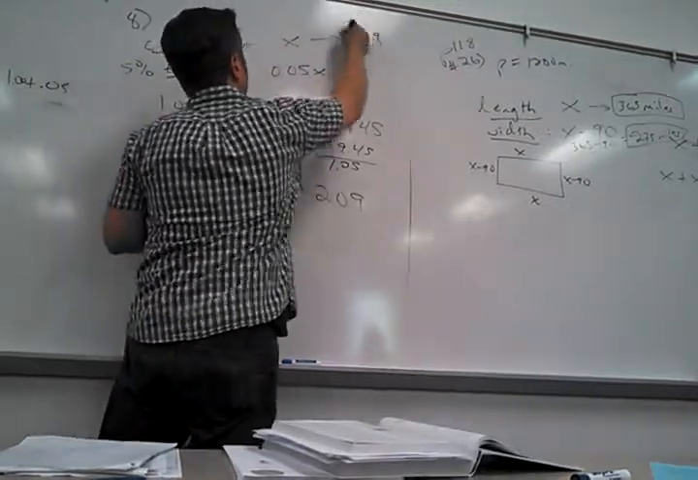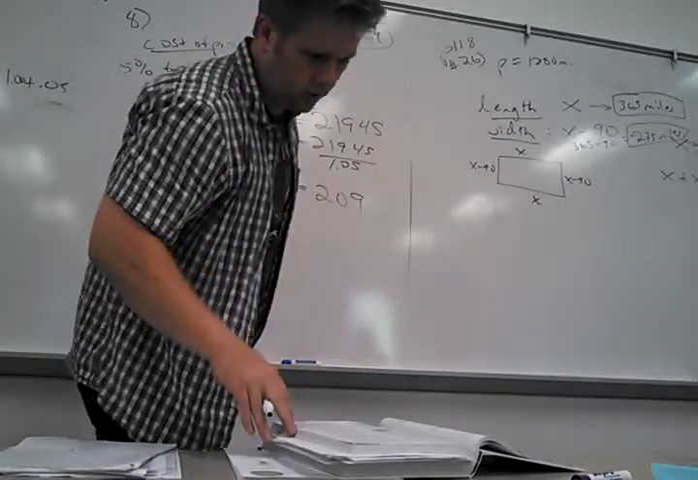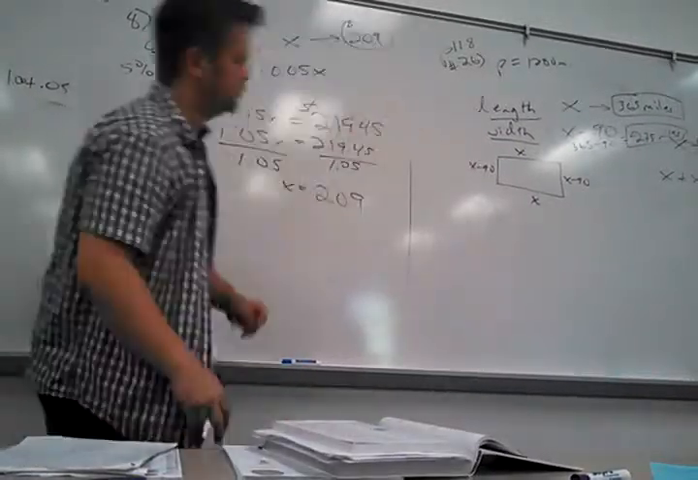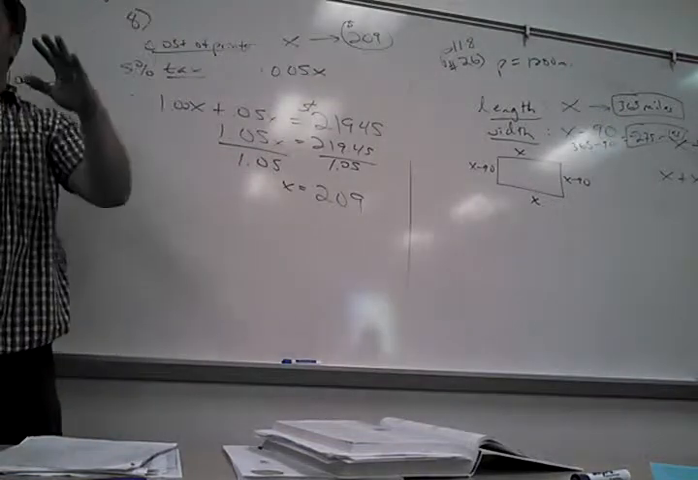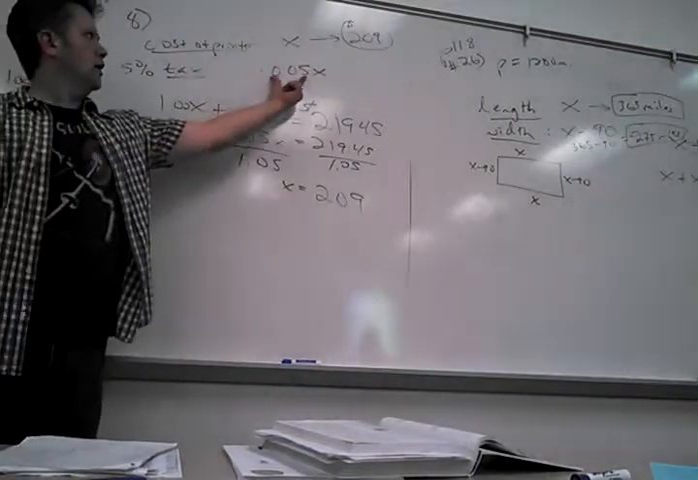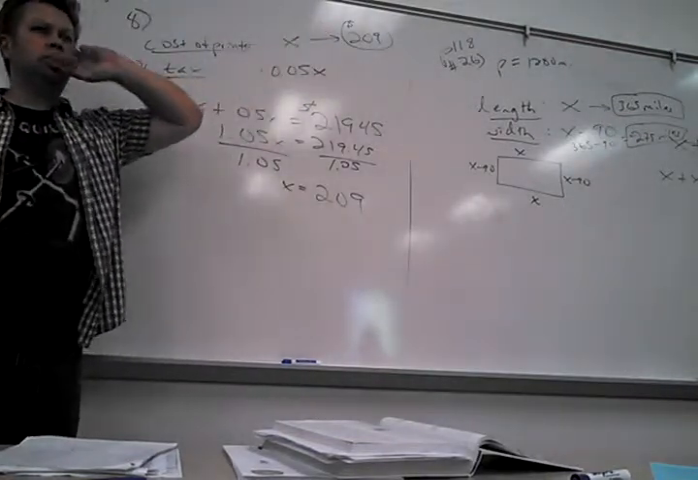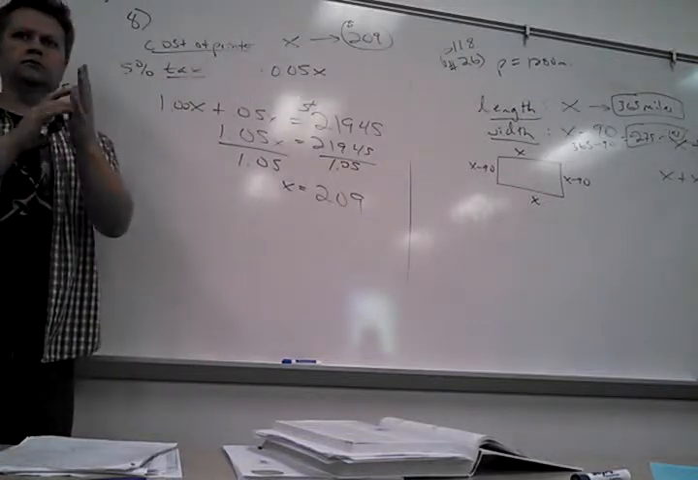I think that's all they asked me, right? How much did the printer itself cost? 209. If they would have asked me how much the tax was, I could just take 5% of that, right? What is 5% of that? Help me out.